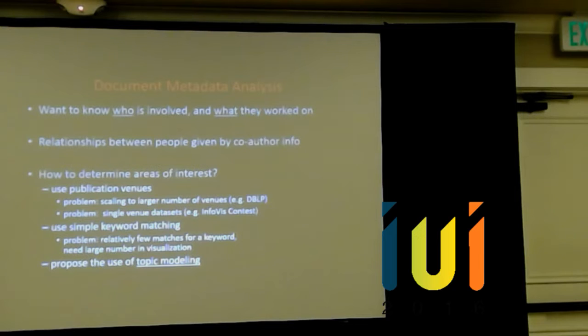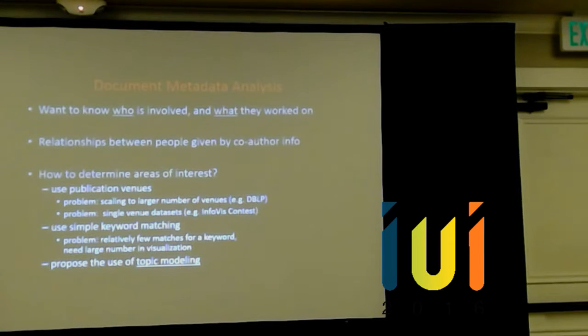So from the document metadata analysis, we want to know who is involved and what they worked on. The relationships between the people can be deduced from the co-author information. So the question is how to determine the areas of interest. One way is to use the publication venues, but there are a couple of problems with this. One is basically scaling to a larger number of data sets, or when your data set only has a single venue or a single area. Another way is to use simple keyword matching.